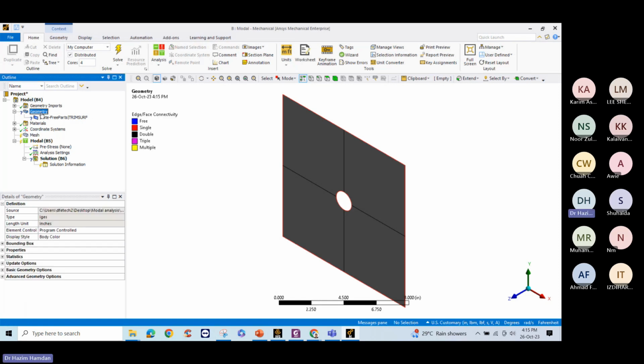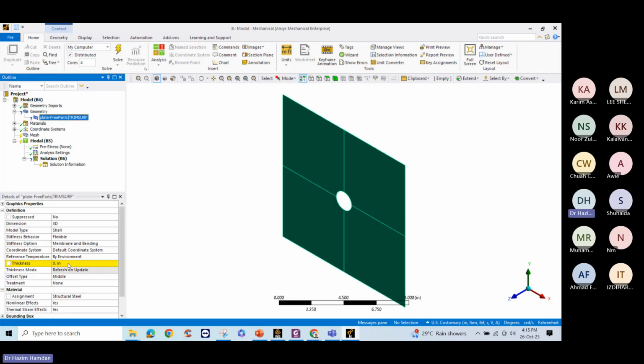Next we go to the geometry, and because we want to set the thickness, I will set the thickness to 0.1 inch. And then check the material. The material I set as default, which is structural steel. Sorry, I do not use the aluminium. Okay, and then now we are ready for mesh.